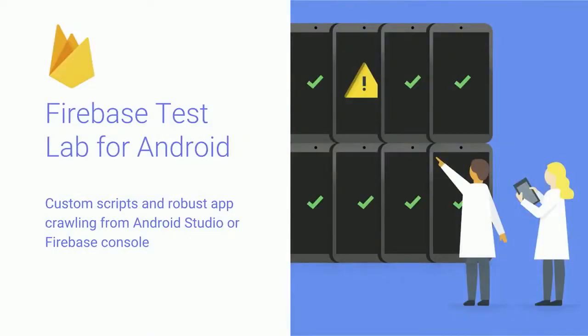Pre-launch report, behind the scenes, is powered by the Firebase Test Lab for Android. It's basically our data center packed full of Android devices where you can test your app. Pre-launch report does it automatically. If you want to do your own custom testing, custom scripts, and such, you can integrate with the Firebase Test Lab for Android and run your own custom scripts against physical devices from Android Studio, from your continuous build, and such.